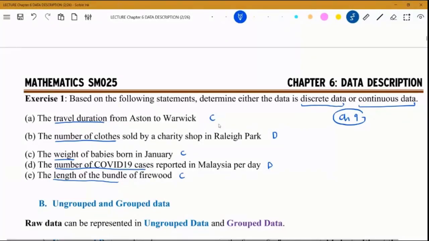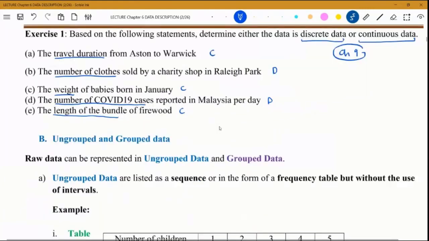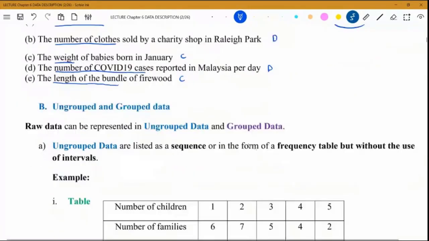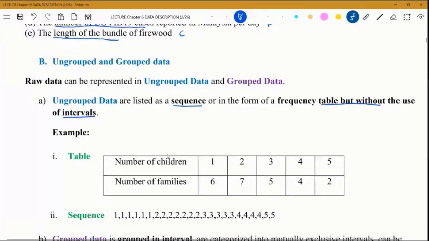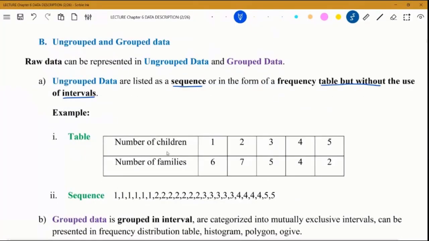Okay, so part B, where we have ungroup and group data. So raw data can be represented into these two groups. The first one, ungroup data, we have sequence or we have table without interval. Okay, so I put the example here. We have a table. So X kamu adalah single X. Satu benda. Okay, so that one is without interval. And then sequence kita listed macam biasalah.